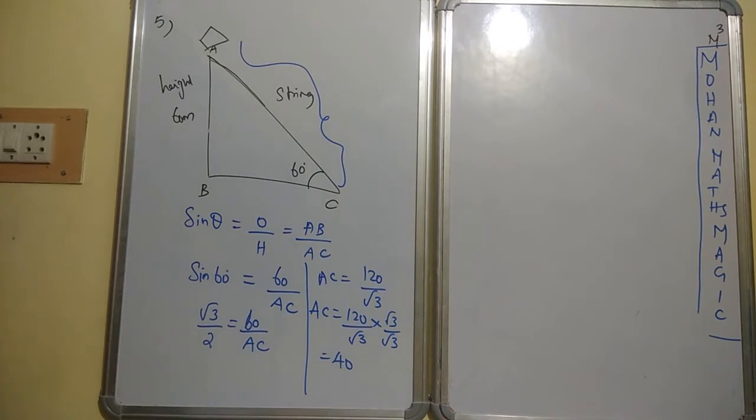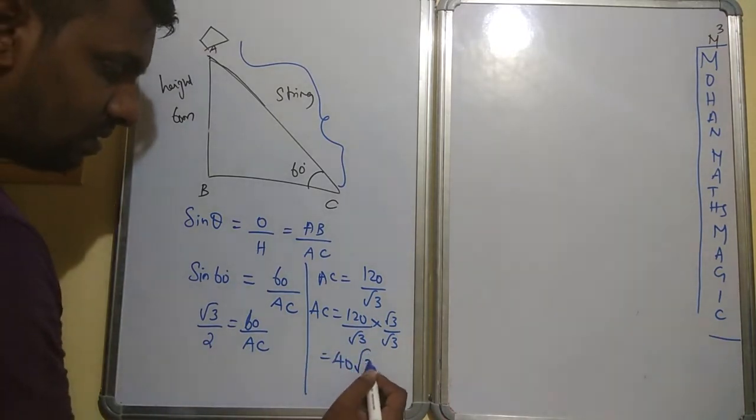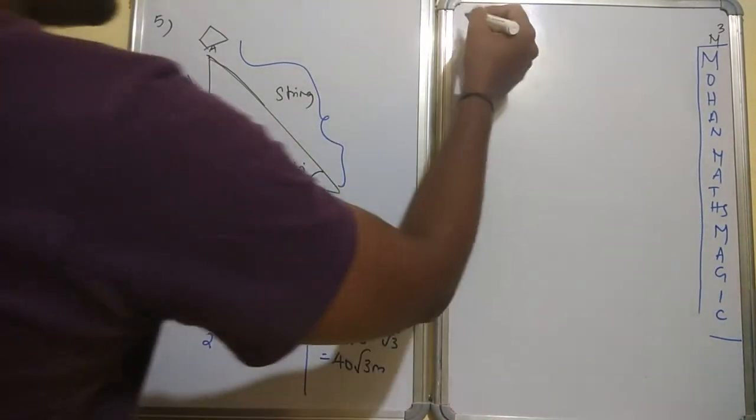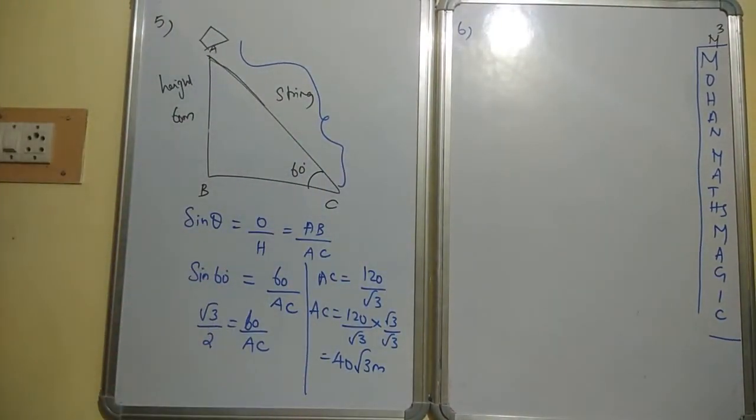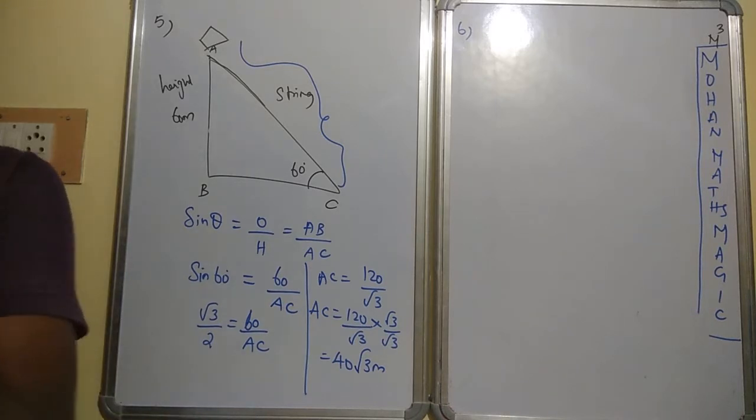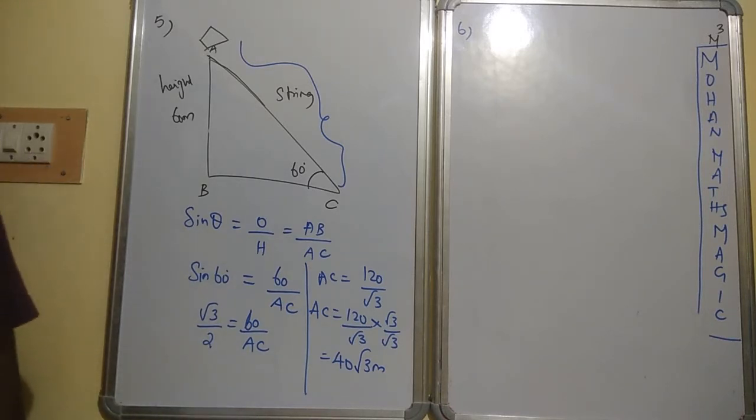Sixth question. A 1.5 meter tall boy is standing at some distance from a 30 meter tall building. The angle of elevation from his eyes to the top of the building increases from 30 to 60 as he walks towards the building. Find the distance he walked. So a boy of height 1.5 meter tall.